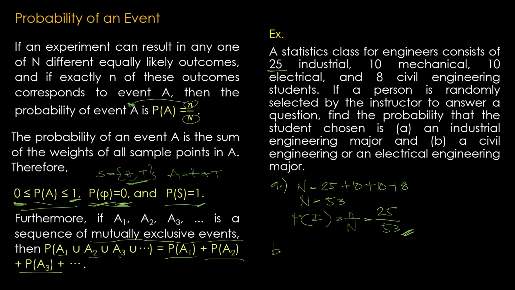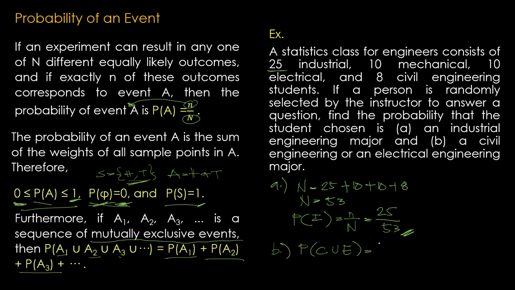So for letter B naman, we are to find the probability of selecting a civil engineering or an electrical engineering major student. If we are to write that one, we are to find the probability of selecting a civil engineering student, wherein our event C is selecting a civil engineering student, and the union of the probability of selecting an electrical engineering student.